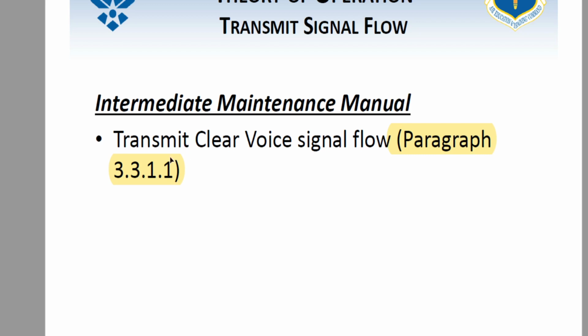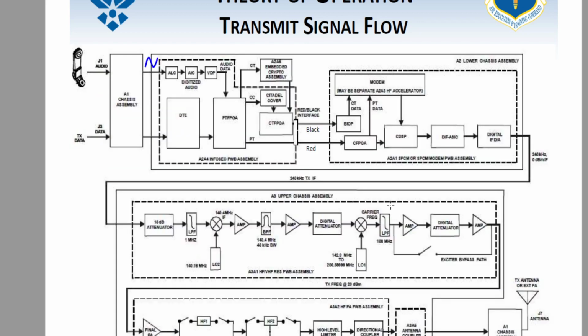So open up your TOs to this portion here, the 3.3.1.1. I'm going to go ahead and pull mine up too, so I'll read through this part as well. And I'll give you a brief overview of what I know about the radio already as we go through this section. I know Sergeant Hagen's in here as well. He's here to learn this portion as well. So we have the J1, that's our audio connector. That's what you guys got to use yesterday.